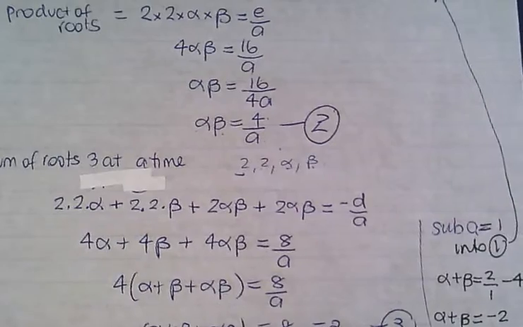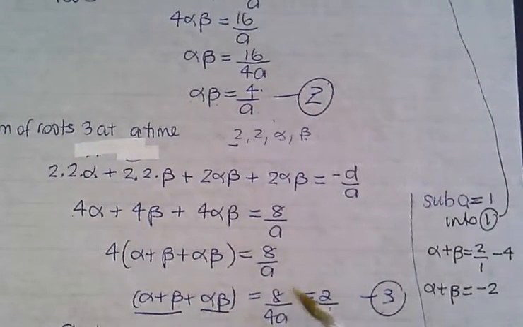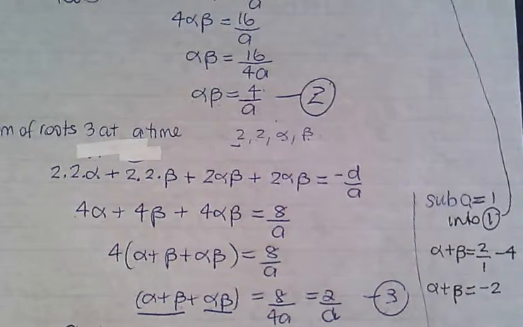And now we've got 3 equations, and you'll get this. And that simplifies nicely. Alpha plus beta is 2 on a. Then you're going to have to start manipulating and putting some equations into others.